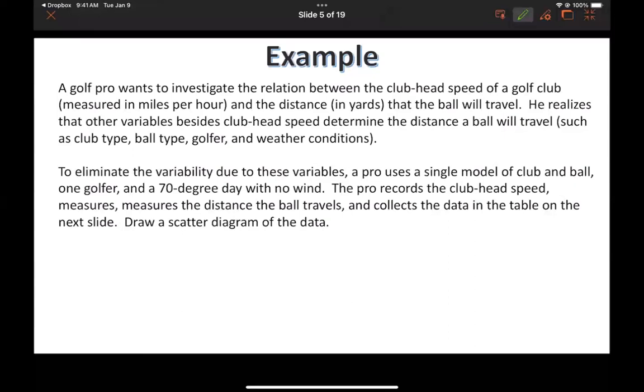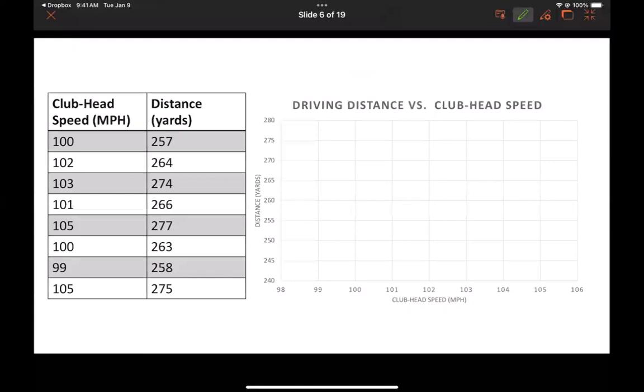So we're going to draw a scatter diagram of this. If you printed out the PowerPoint, you might want to do this along with me. If not, you can just watch. Here on the left, I have my data. At 100 miles per hour, the ball went 257 yards. Each of these is a point. I'll show you what this is going to look like.